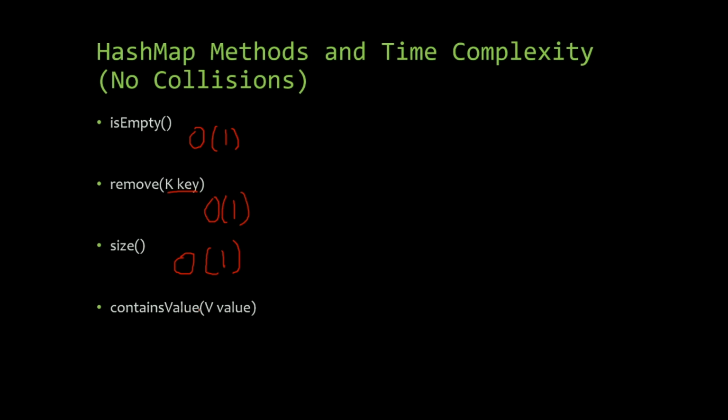What about for containsValue? We don't have a key to convert to a hash code, we only have a value, and that value may not be unique. So what we have to do is check through every single value, check through every single hash code that has a value, and check if that value is equal to this value. So its time complexity would therefore be the amount of elements in the hash map, so linear time.